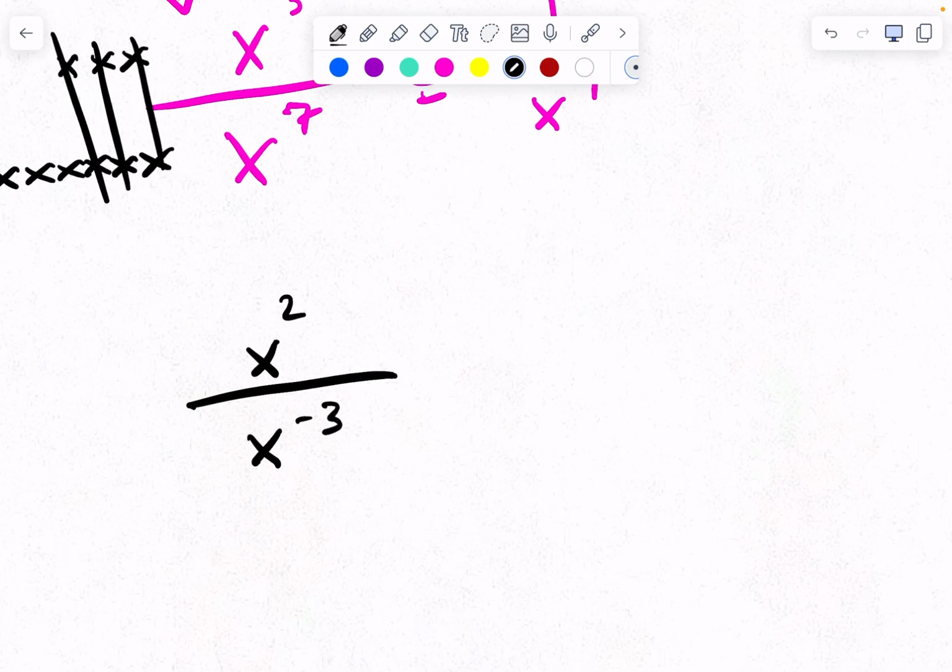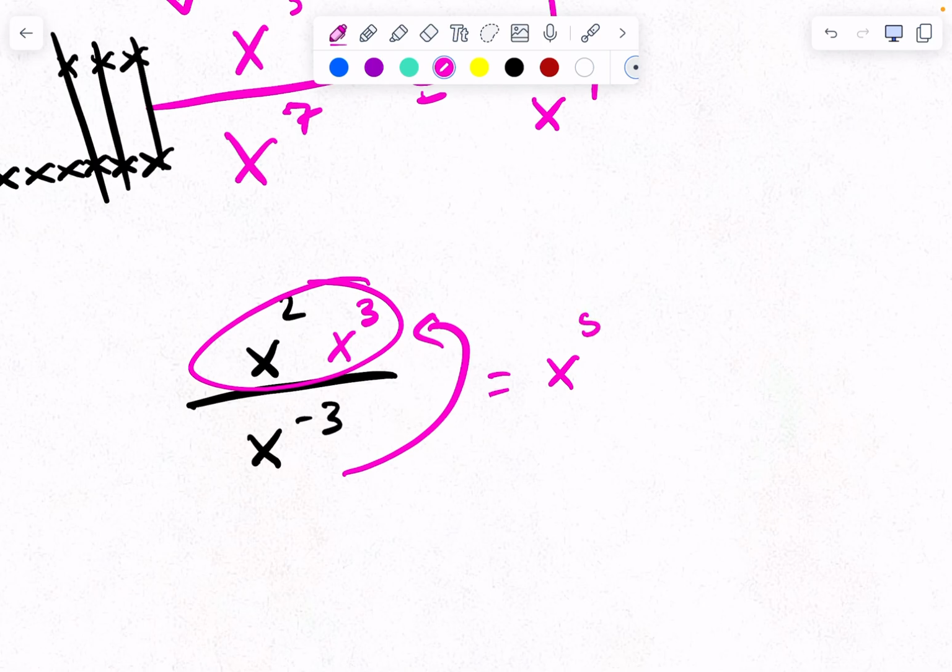X squared over x to the negative 3rd. I first want to fix any negative exponent. So I'm going to take this guy and bump him to the top, and that is x to the positive 3rd. And now I can put these 2 together, and that is x to the 5th power over 1, or just x to the 5th power, okay? Any negative exponents, fix them first before you go about putting stuff together.